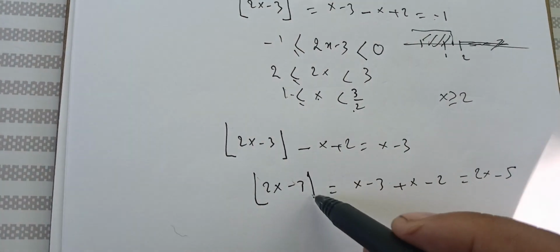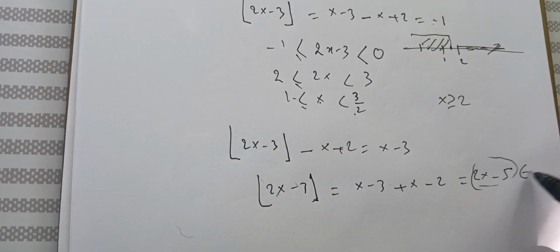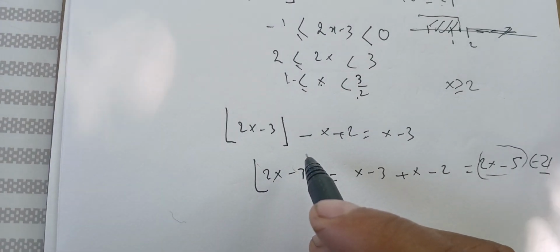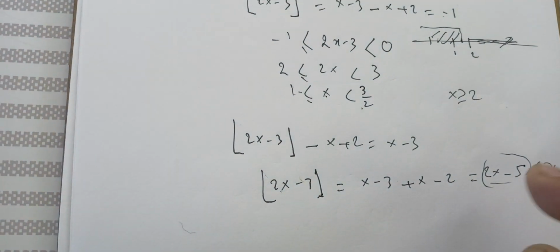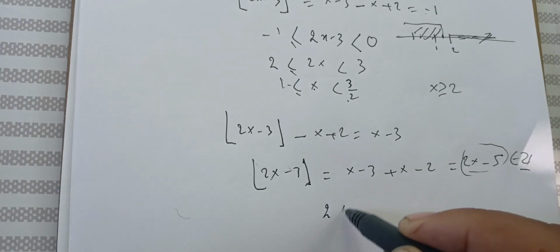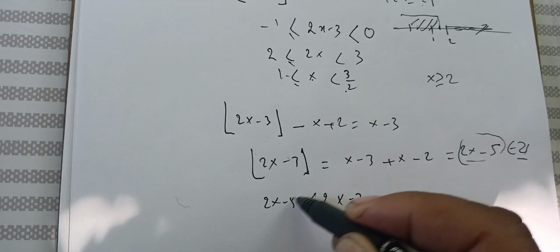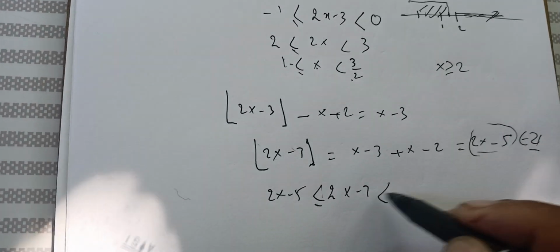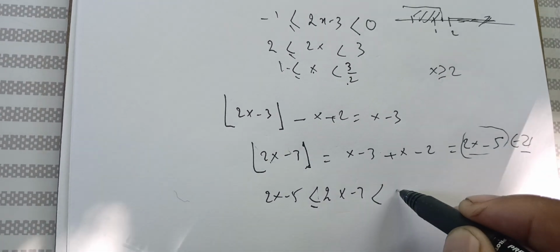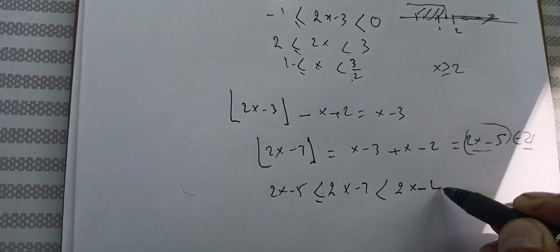In this case, the floor function is equal to this value. This value must be in Z. So I base my solution on this. This means that 2x minus 3 is bigger than or equal to 2x minus 5, and also I need to add 1 here. So it's going to be 2x minus 5 plus 1, which is 2x minus 4.